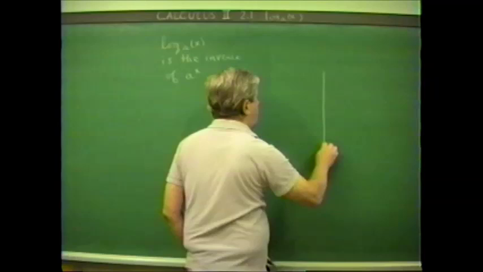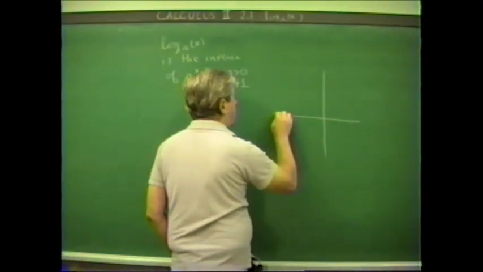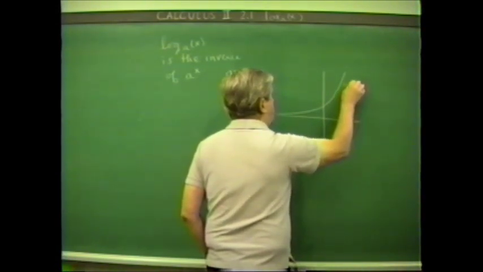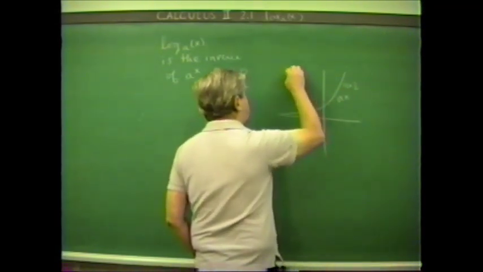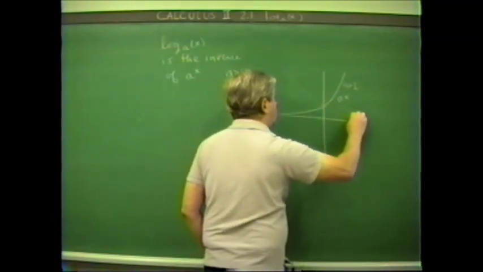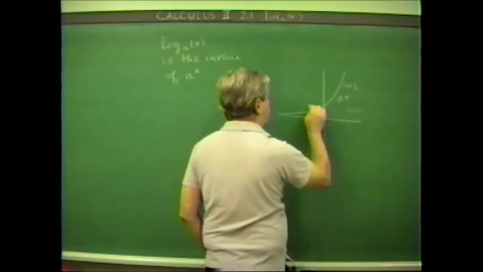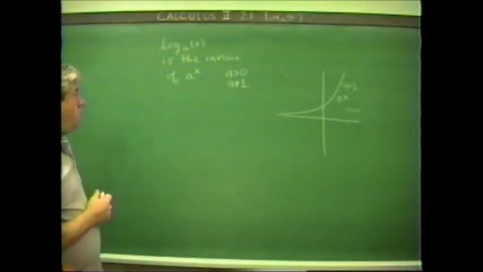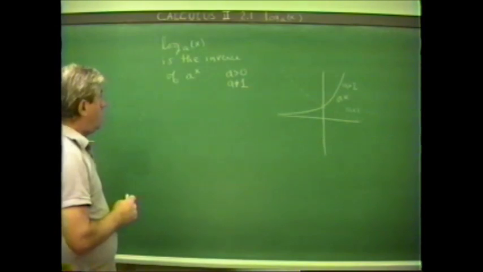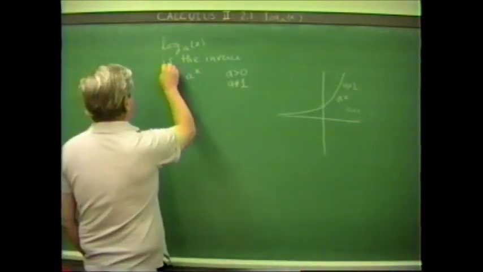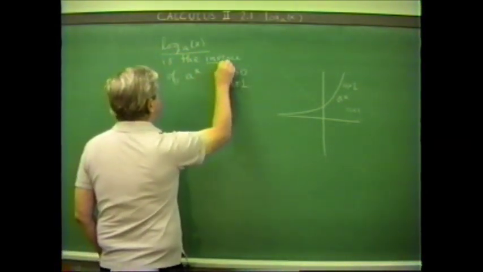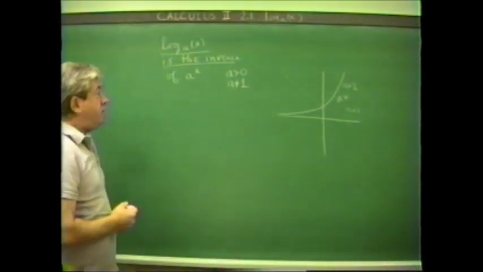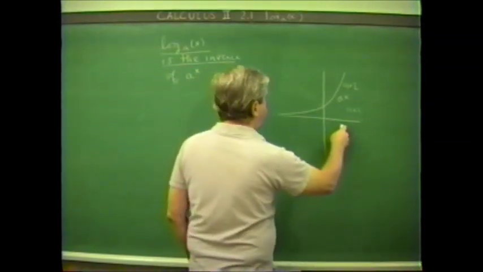Recall that the function a to the x has a graph that looks something like this. This is for a larger than 1. And of course for a less than 1 it looks like so. It's constant for a equal to 1. Okay, so the logarithm now is going to be the inverse of the function a to the x. Consequently, what? Its graph is going to look something like this.